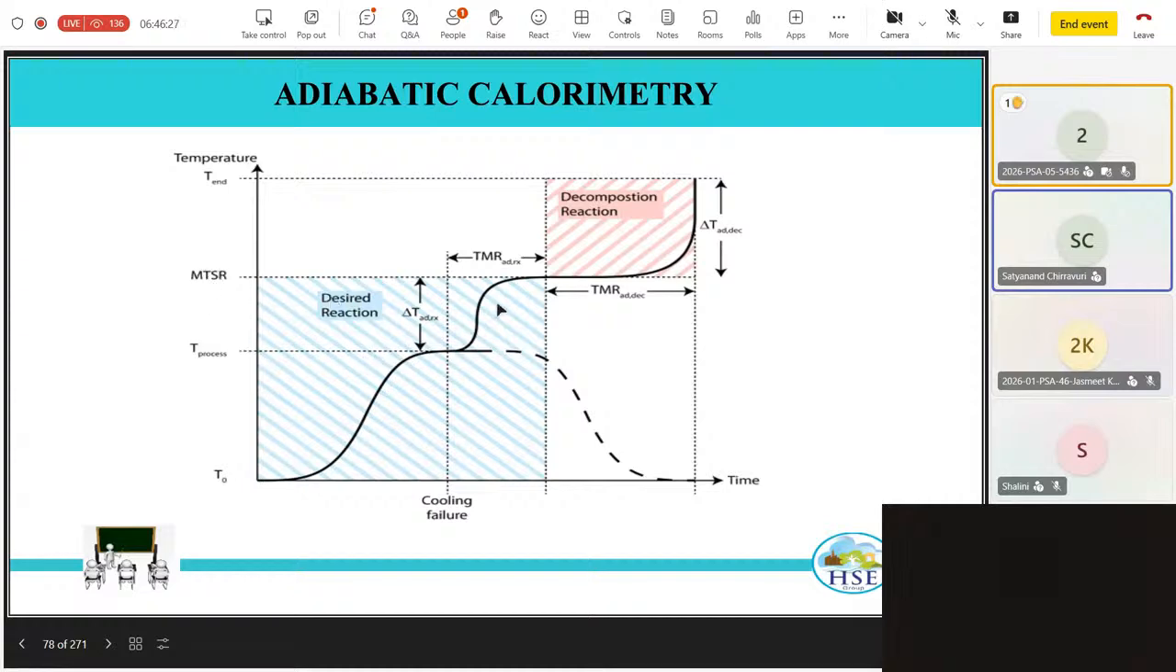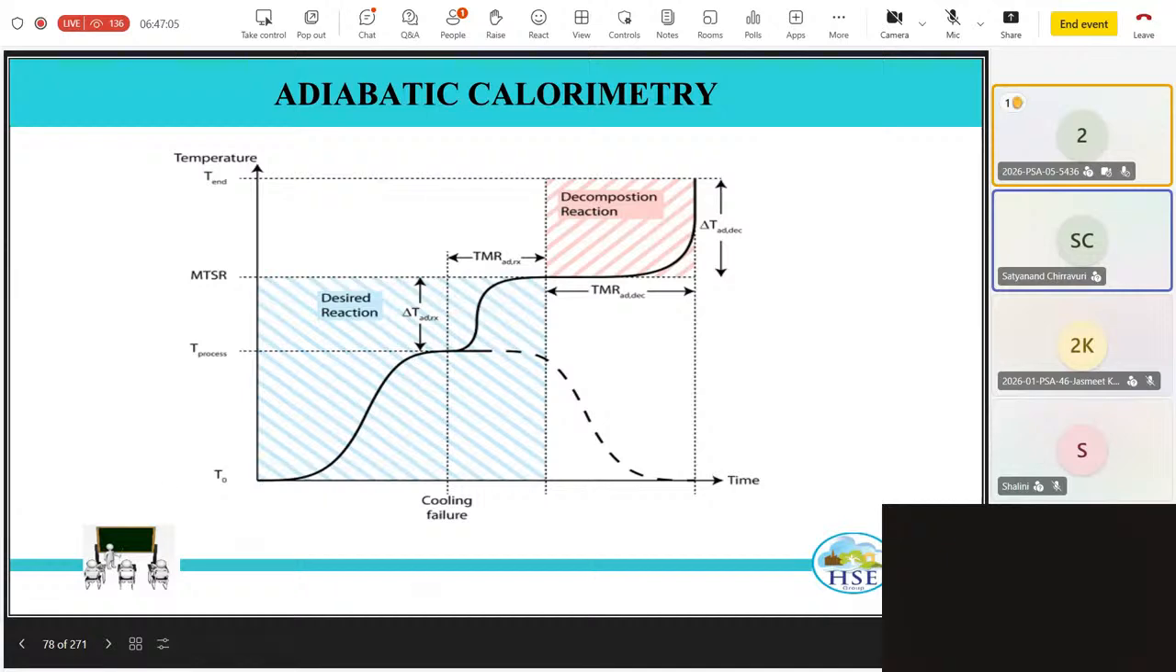And if MTSR is less than the decomposition range, no problems for you. This is the decomposition range. If MTSR crosses, it enters this region, that is where the problem is. And this is your TMR. As I told you, this is the time you have. So if at all you have 24 hours of time and MTSR is reached and you still have TMR of 24, then you are safe. In case it is not that, you have to figure out what you need to do with your processes. Clear?